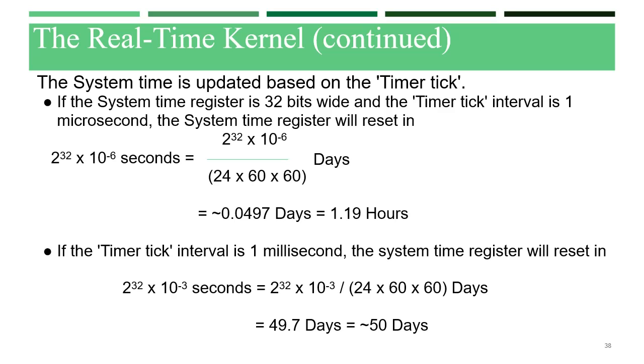1 millisecond is 2 raised to 32 multiplied by 10 raised to minus 3 seconds. If you want to convert it into days, divide by 24 into 60 into 60. So we'll get 49.7 days, which is approximately 50 days.